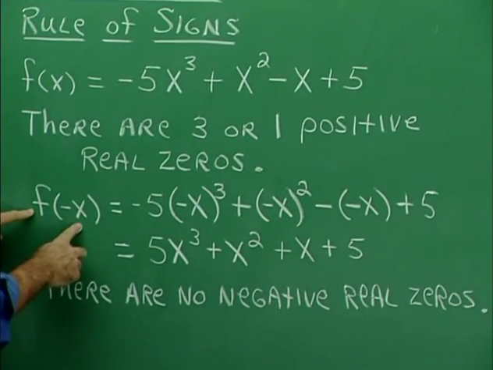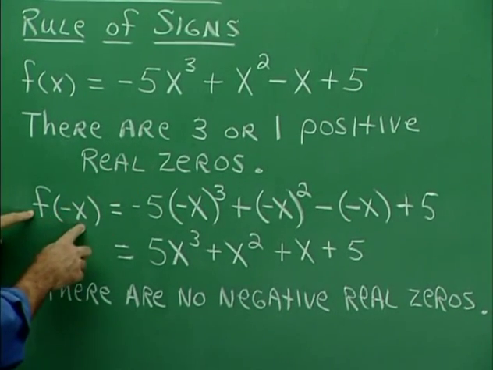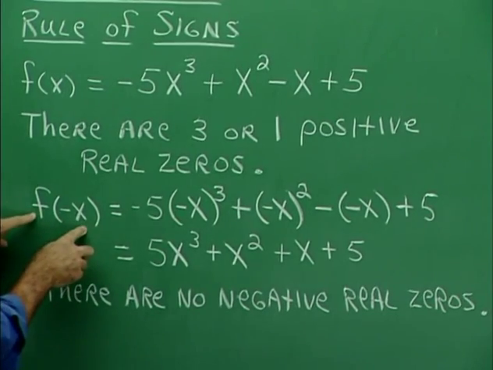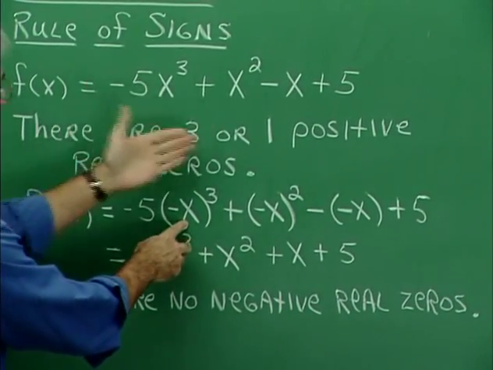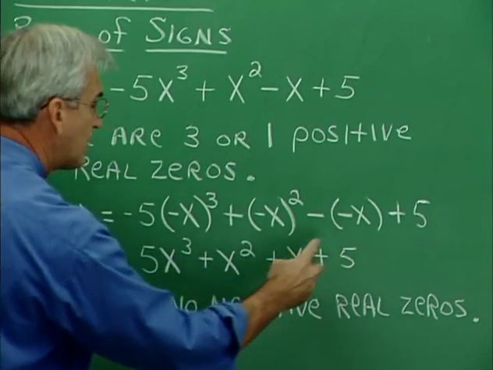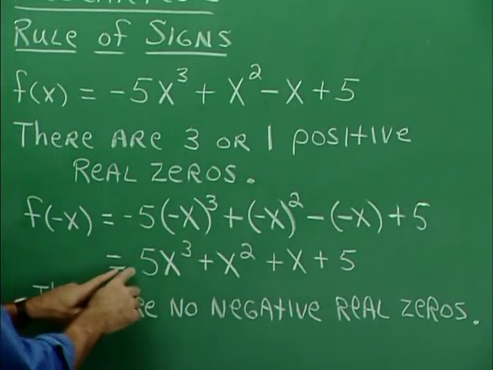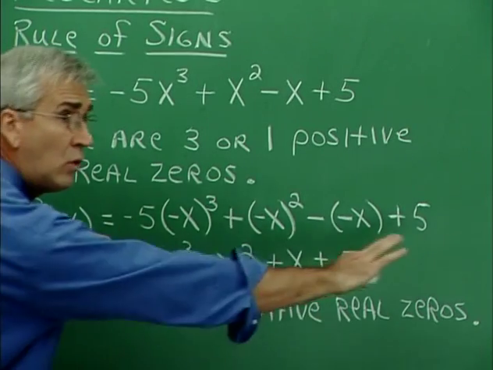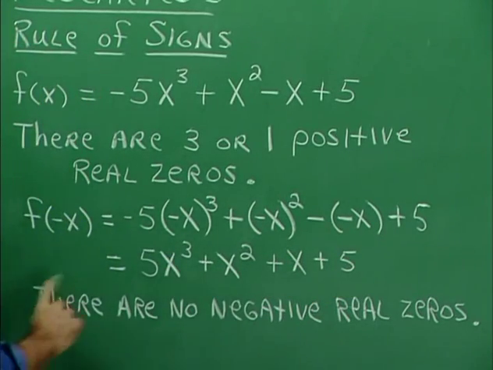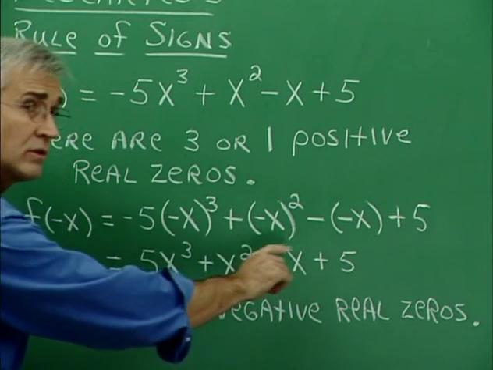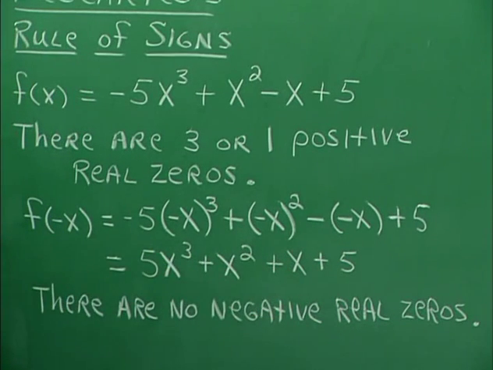Okay, now, on the negative side, to determine the number of negative real zeros, you find f of negative x. You just evaluate f of negative x. You know what that means. In the f function, replace x with negative x. So all of these x's up here are replaced with negative x's, and we simplify to this. And then look at the sign pattern. Well, we have plus, plus, plus, plus. No sign changes, and therefore there are no negative real zeros.